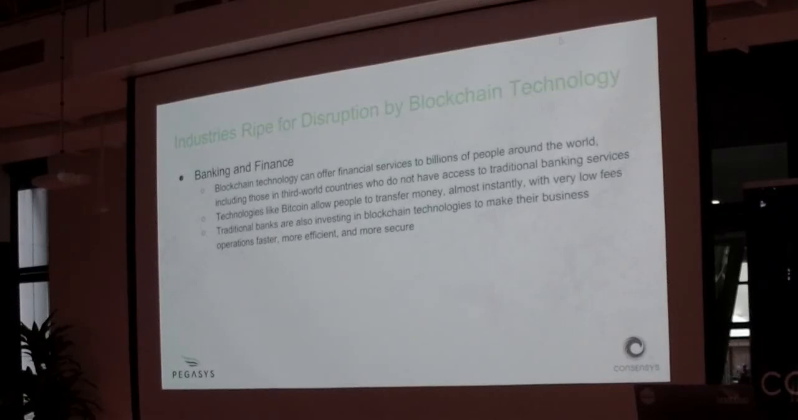Companies like JP Morgan Chase in the United States, Banco Santander in Europe, and I would be very, very surprised if all the major banks here in Australia are not looking very, very seriously at blockchain. Outside of the banking industry, certainly blockchain applications are a way to offer financial services to the people in the world that really don't have access to traditional banking services.